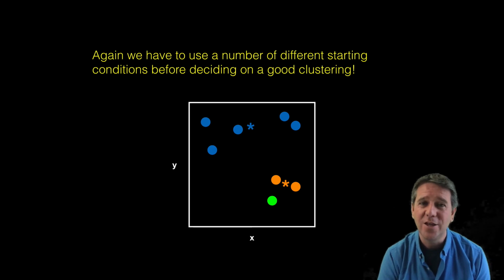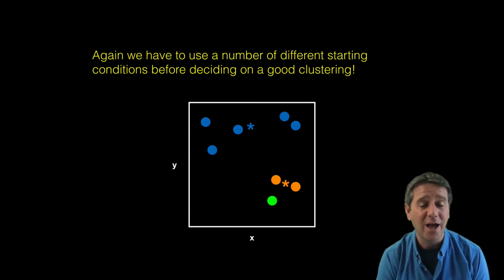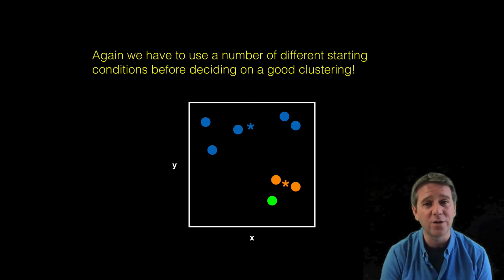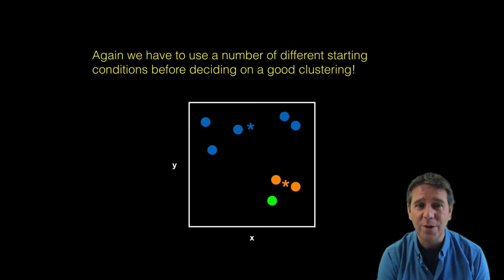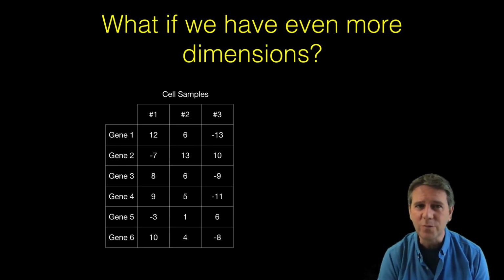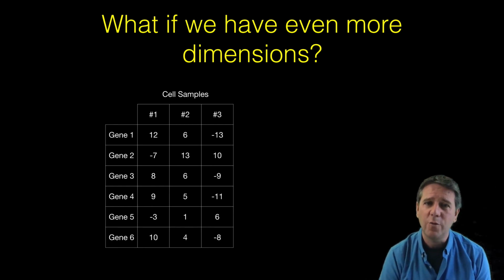And again, just like before, we have to use a number of different starting conditions before we know what's a good clustering answer in this case. The best answer we've seen over a number of different iterations is the one that we'll present back to the user.